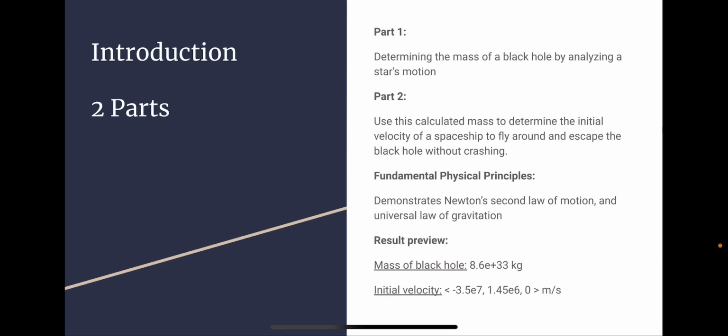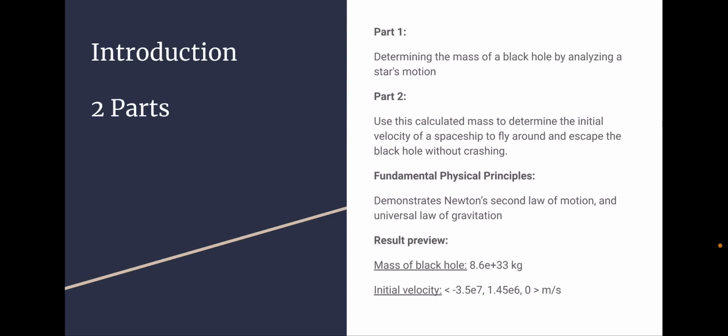To introduce this lab, it is set up into two parts and two main purposes. The first is to determine the mass of the black hole by analyzing a star's motion through a GlowScript code we generated. The second was to use that mass that we calculated in the first part and determine the initial velocity a spaceship has to travel without crashing into the black hole or the planet that it was leaving from and still escape. Some fundamental principles we will cover in this lab include Newton's second law of motion and the universal law of gravitation.